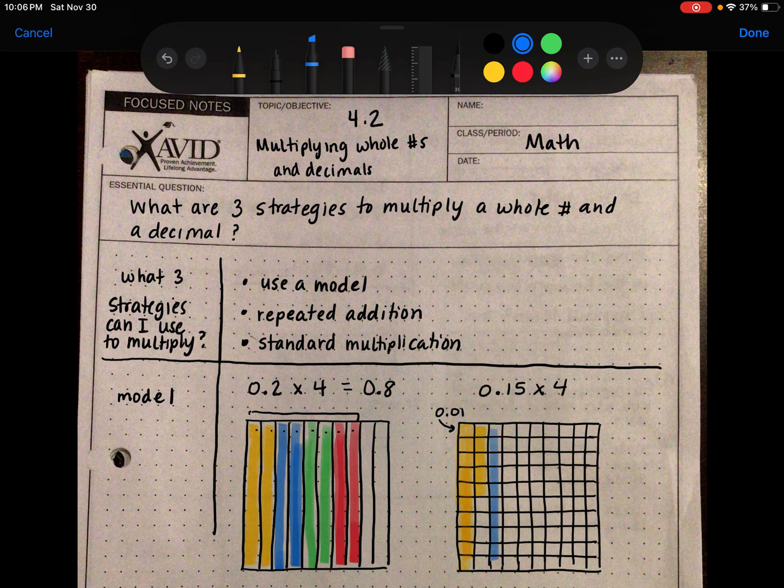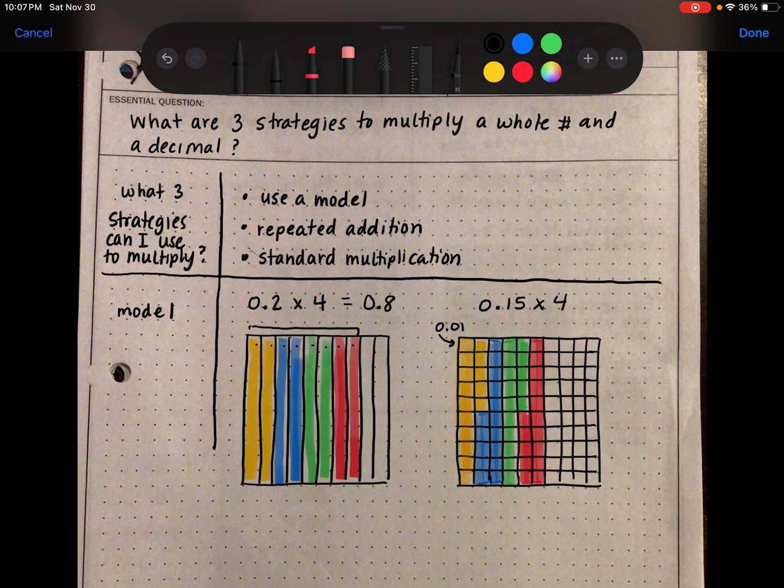Okay, so that's 15. Now I'm going to change the color. I need to do this 4 times. We'll go to blue, and I need to do 10 plus 5 more is 15. I'm going to change the color. So this will be my 3rd time. 10 plus 5 more. And my 4th time, 10, which is a whole column, plus 5 more is 15. So I just did 15 4 times.